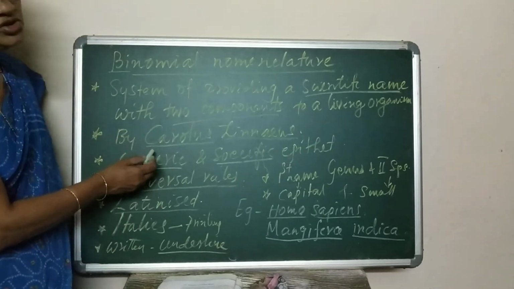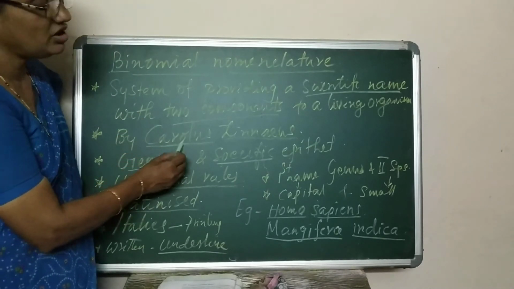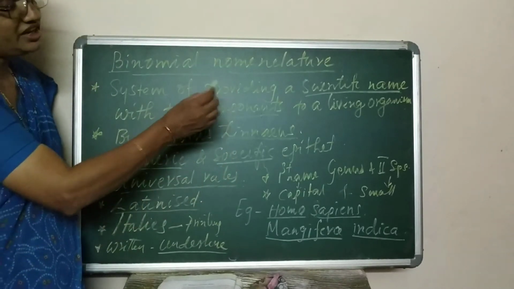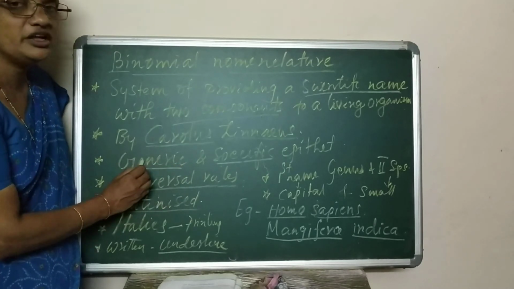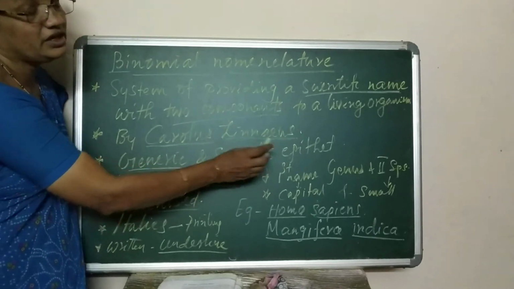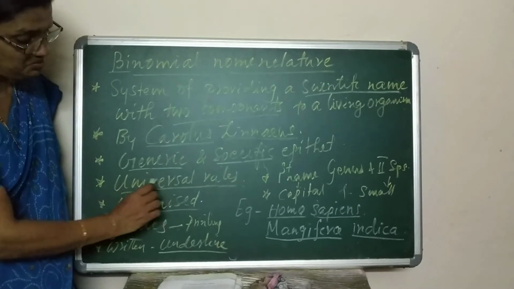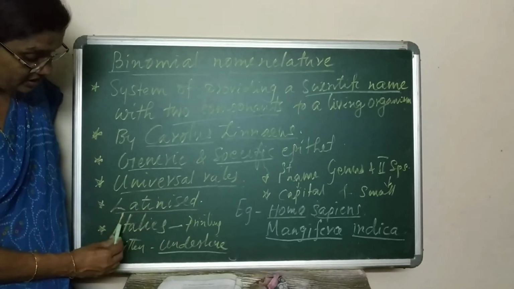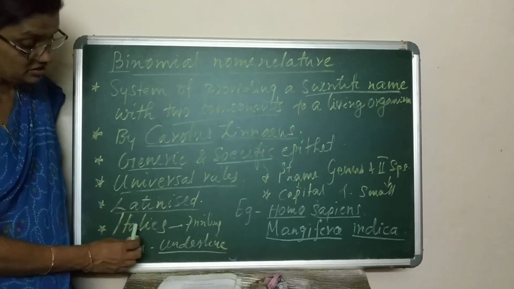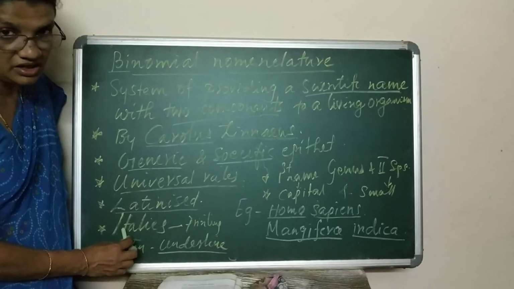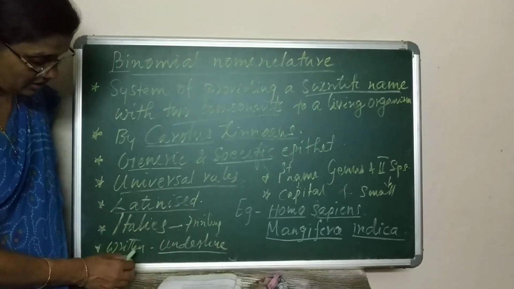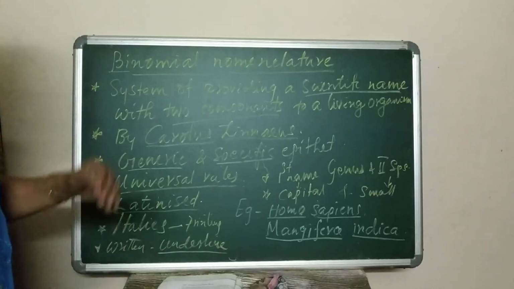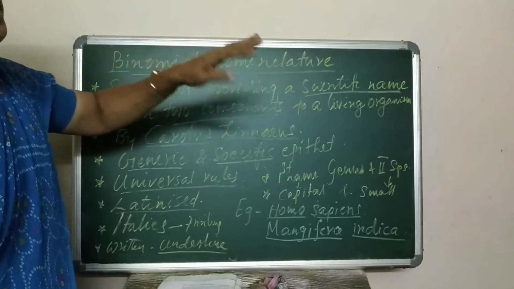This system was proposed by a scientist called Carolus Linnaeus. Who is that? Carolus Linnaeus. According to him, each scientific name consists of two names, the generic name and the specific epithet. There are some universal rules. All scientific names are Latinized, and if you print them, the letters are written in italics, and if handwritten, then we underline the scientific names. We can identify scientific names by the underline.